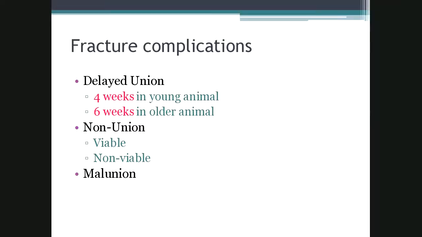A viable non-union, or a vascular non-union, means that the bone still has the possibility to heal, whereas a non-viable non-union implies that the bone is inactive with lack of vascularity and it won't heal without surgical intervention. Malunion means healing has occurred in an abnormal anatomical orientation.